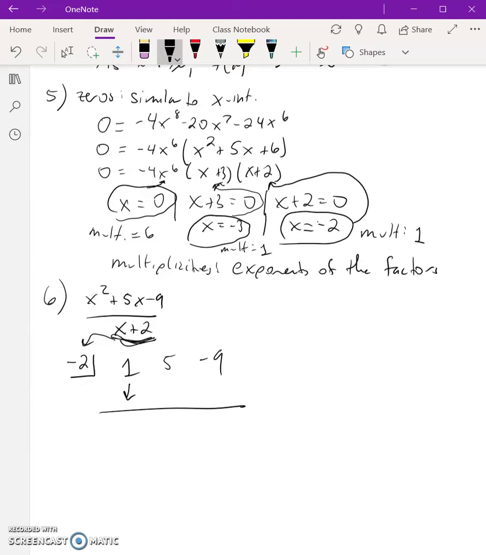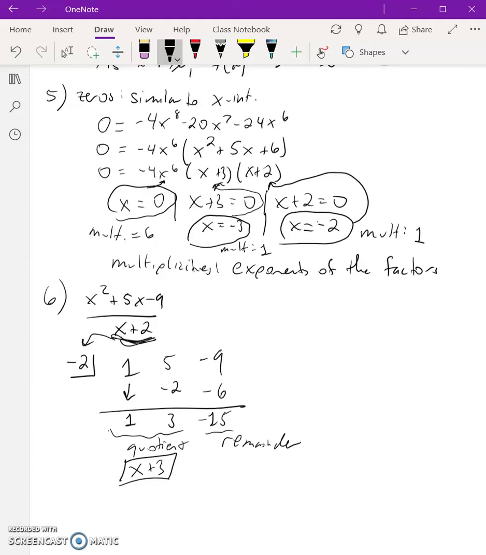First step is we drop this down, and then we multiply the negative 2 times the 1 to get negative 2, and then we add, and then we multiply to get negative 6, and then we add to get negative 15. This part here is telling us our quotient, and this part over here is our remainder. So what the quotient truly is from this is x plus 3.